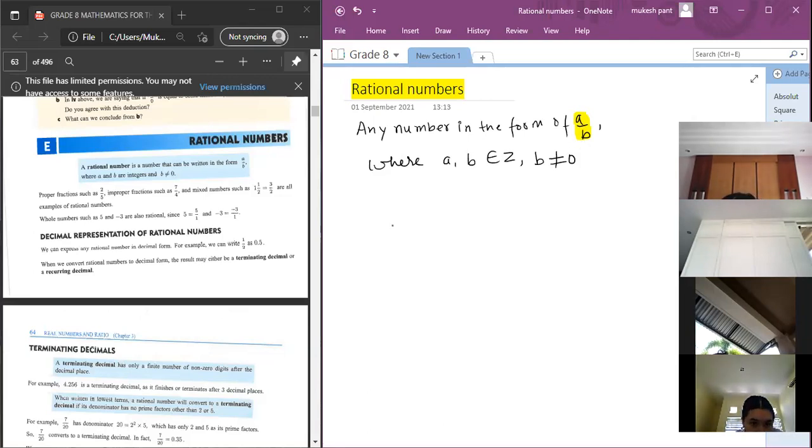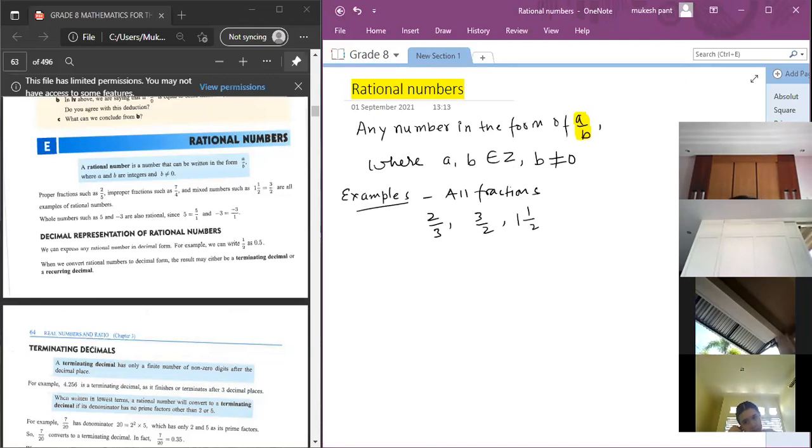like the best examples of rational numbers are fractions. All fractions, whether proper, improper, or mixed. Like 2 over 3 is what? Proper, right? If I write 3 over 2, this is improper. If I write 1 and a half, this is mixed. So all these are rational numbers.